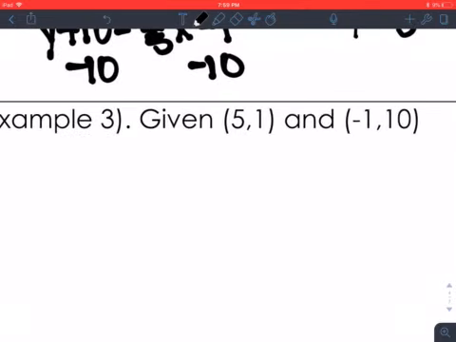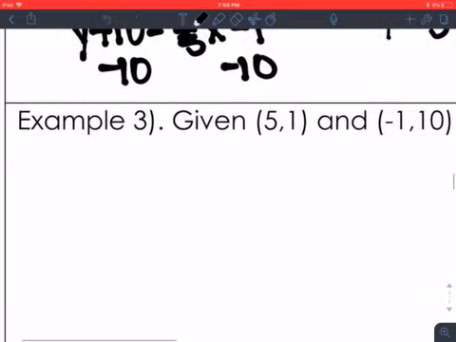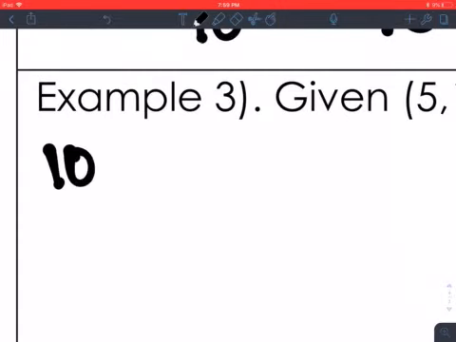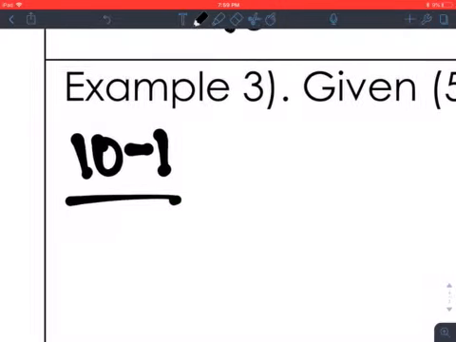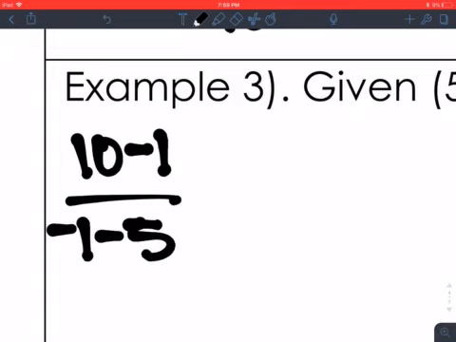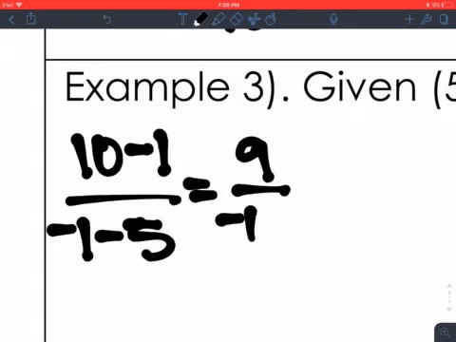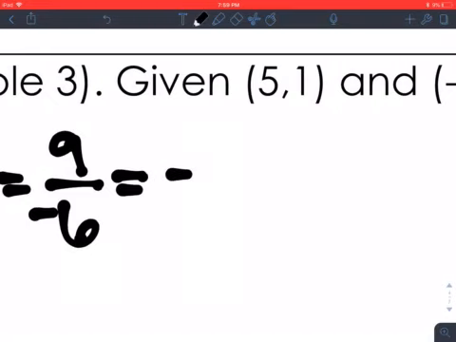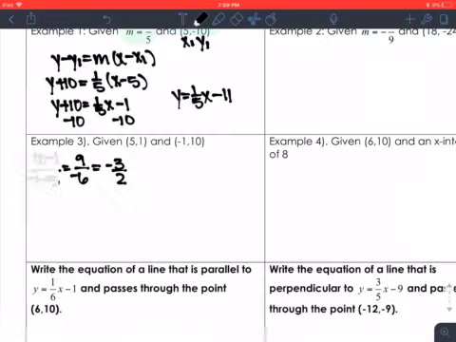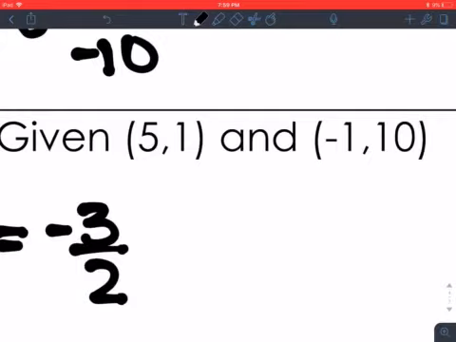This time I'm given 2 points, and the first step should be to find your slope. So I'm going to do 10 minus 1 all over negative 1 minus 5, and we get 9 over negative 6, which simplifies into negative 3 halves. Once we have our slope, we're going to pick one of these points, and it doesn't matter which one, to plug into point-slope form. I'm going to pick 5, 1, and this is my x1 and my y1.